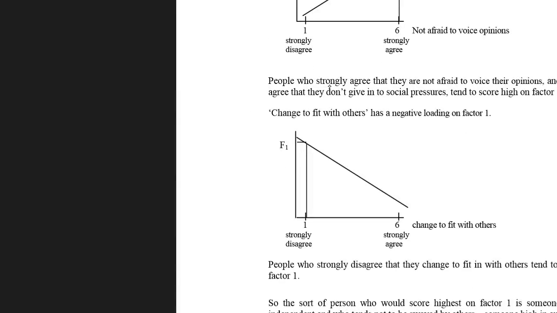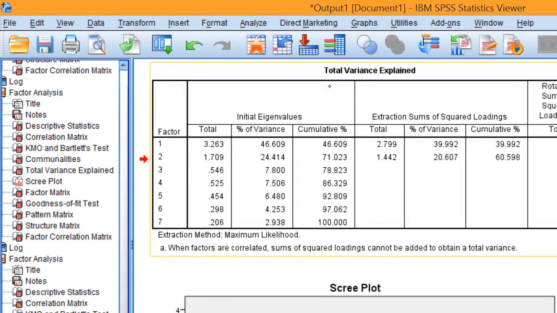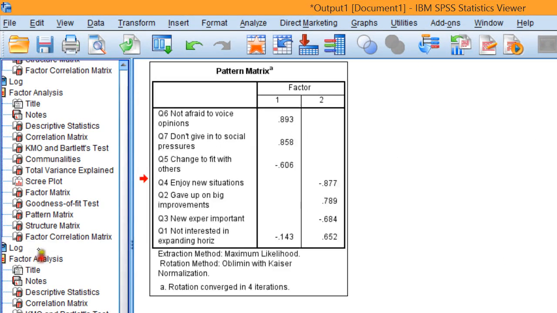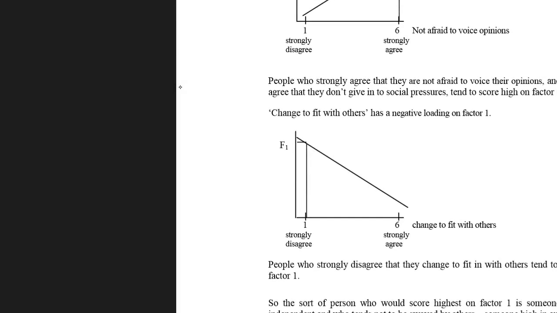And then, I do change to fit with others. This has a negative loading, I'll show you what I mean by that. When you go down to the pattern matrix, you can see questions 6 and 7 have positive loadings. Change to fit with others has a negative loading on factor 1. So that means you need to draw a negative line. So those who score high on the item tend to disagree, and those who score low on the item tend to agree. So people who strongly disagree that they change to fit in with others tend to score high on factor 1.